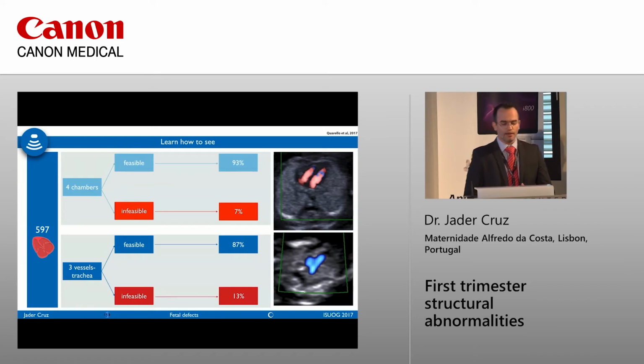Learn how to see. Again, I mean, there is room. We know that there is room for people that want to look at the heart, that you can detect more. A study published this year in the White Journal showed that it's actually feasible, and people can learn how to easily assess the heart by looking at the four chambers and the three-vessel trachea view. This is feasible in about 93% of the times to properly assess the four-chamber view, and in about 87% of the time to properly assess the three-vessel view. And this can be used to look at the heart.